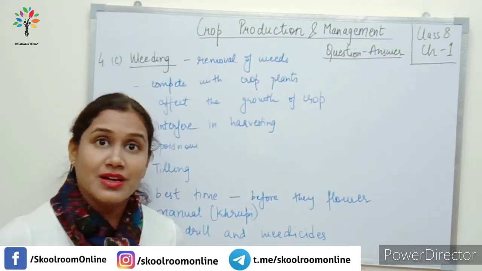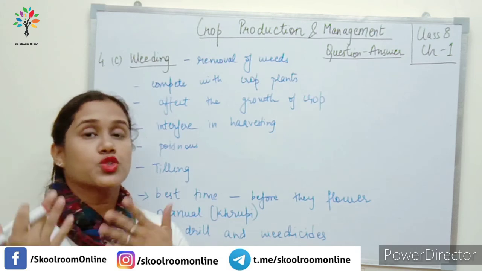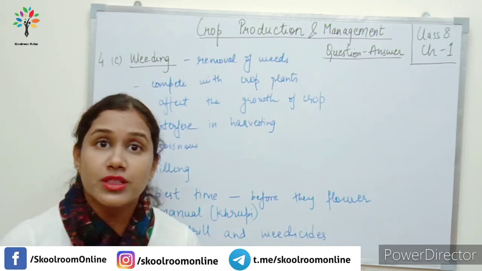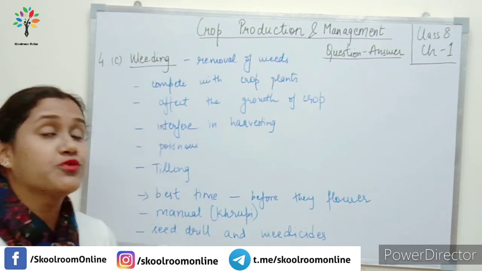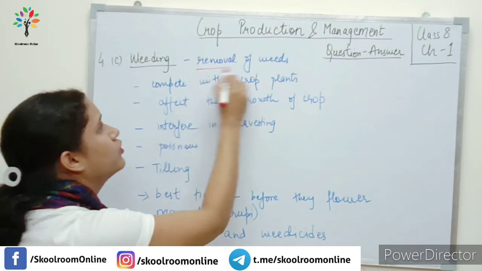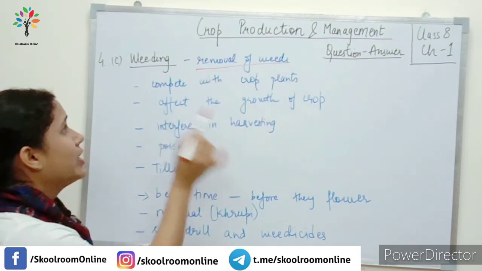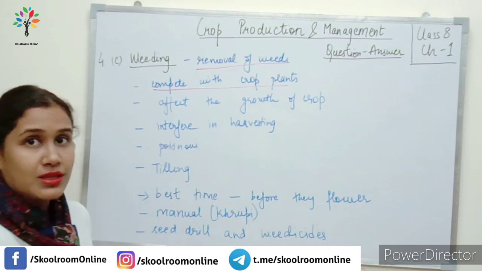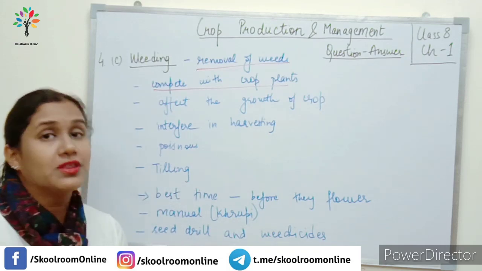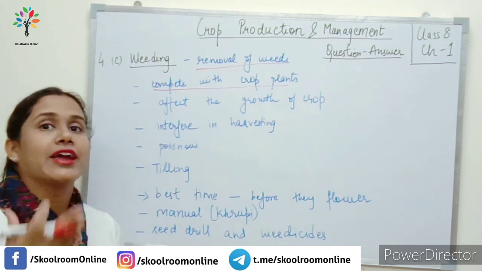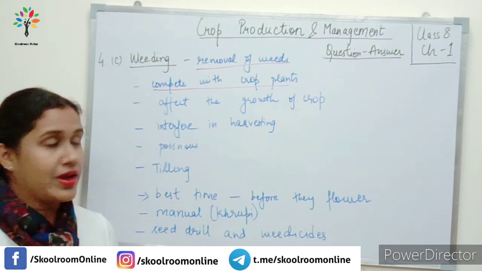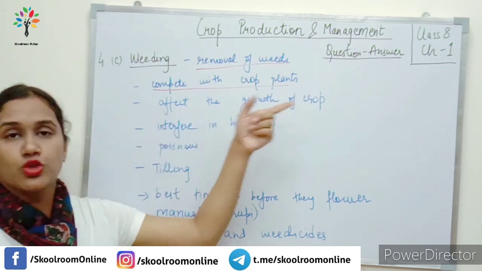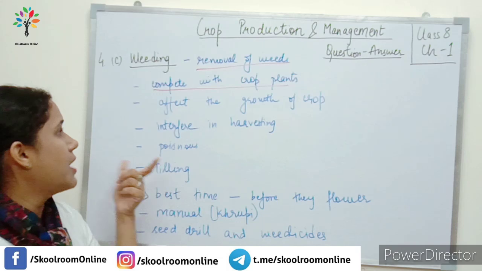Now the third part is weeding. So the points that must be included in this are, first of all, what is weeding? Removal of the weeds. Weeds compete with the crop plants, thereby affecting their growth. They compete for sunlight, water and nutrients, right? So this affects the growth of the main crop or the main plant.